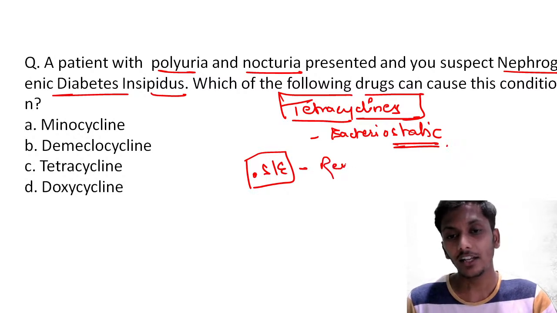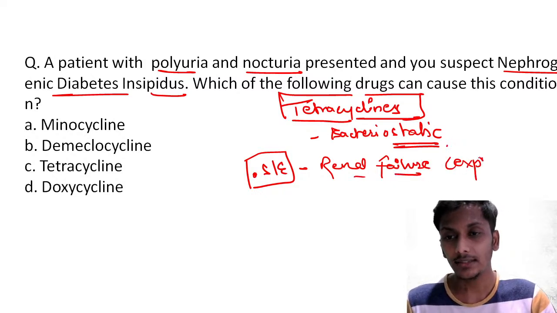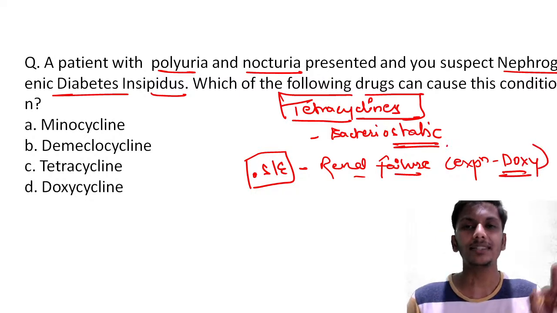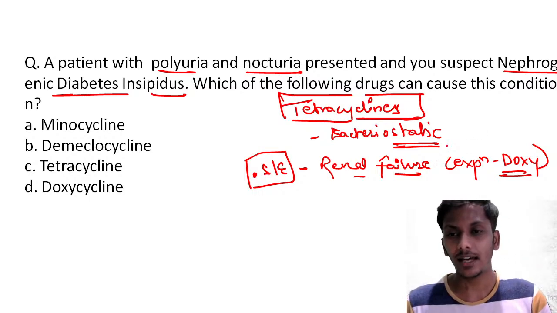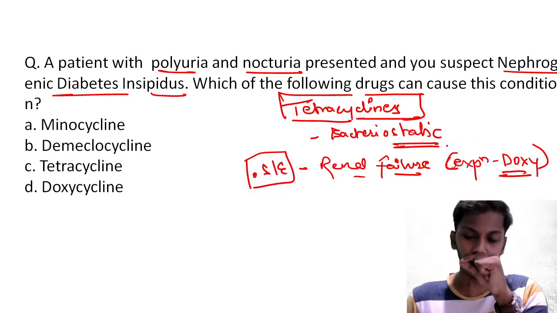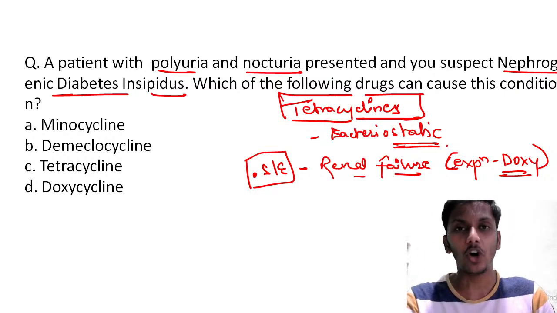First is renal failure. Yes, tetracycline can predispose the individual to renal failure. Exception being doxycycline. So please remember, doxycycline is the only tetracycline which is safe in cases of renal failure. This is the important point. Why? That I will explain you in the next question. Okay, so please remember, in renal failure tetracyclines are usually contraindicated.